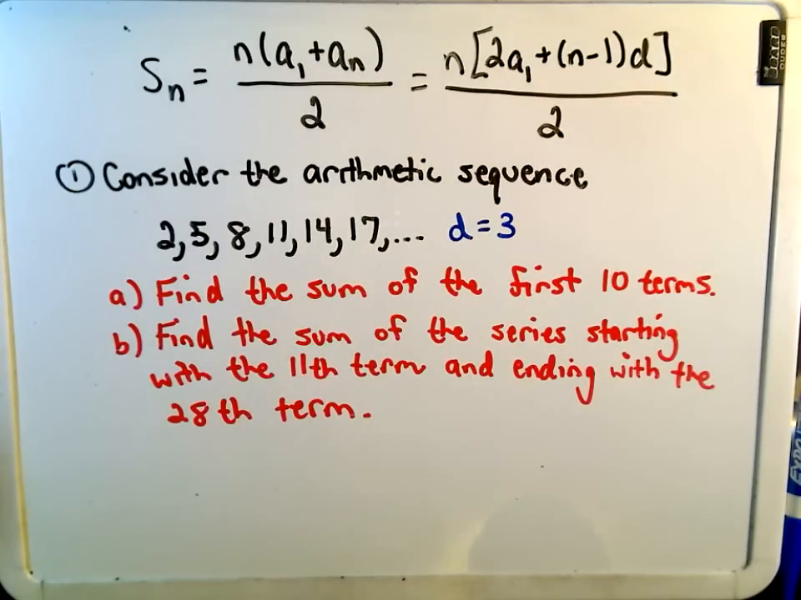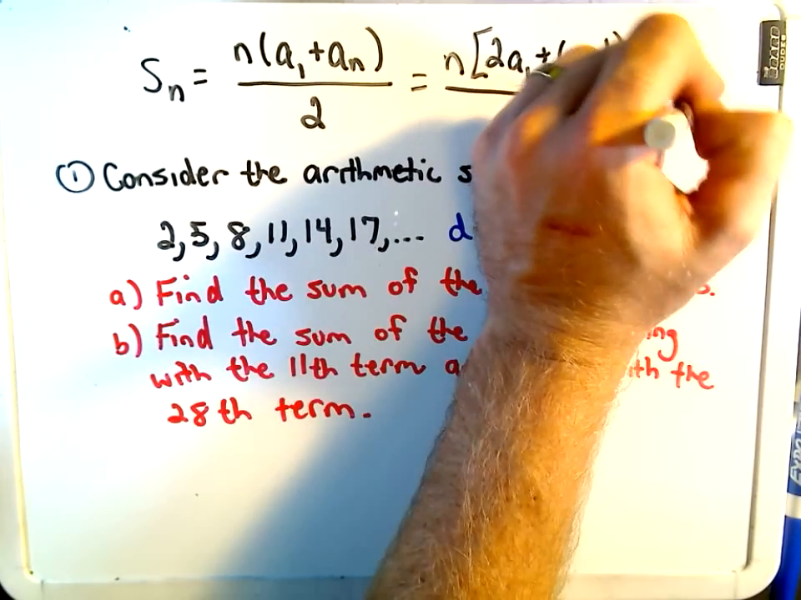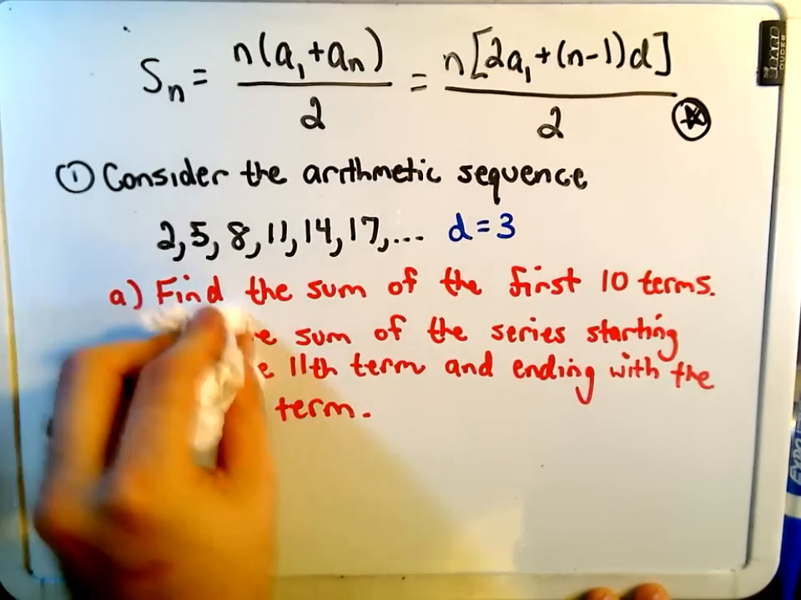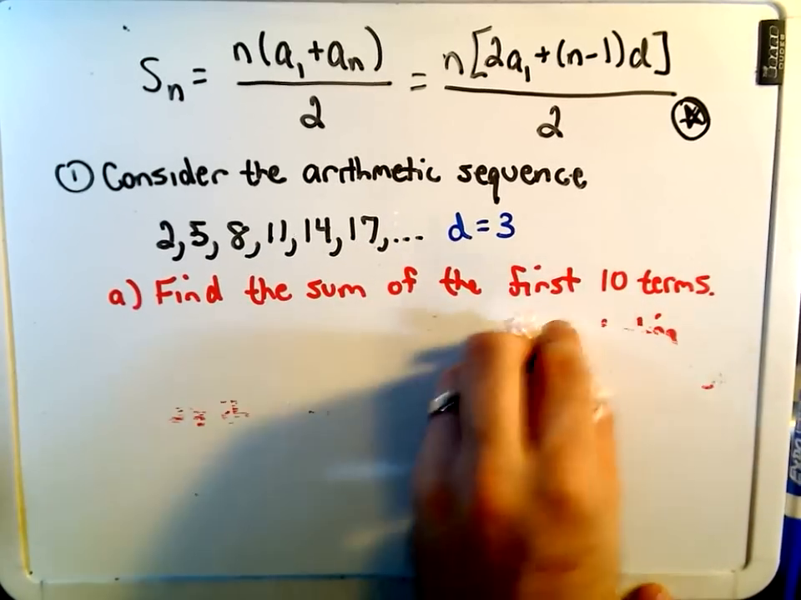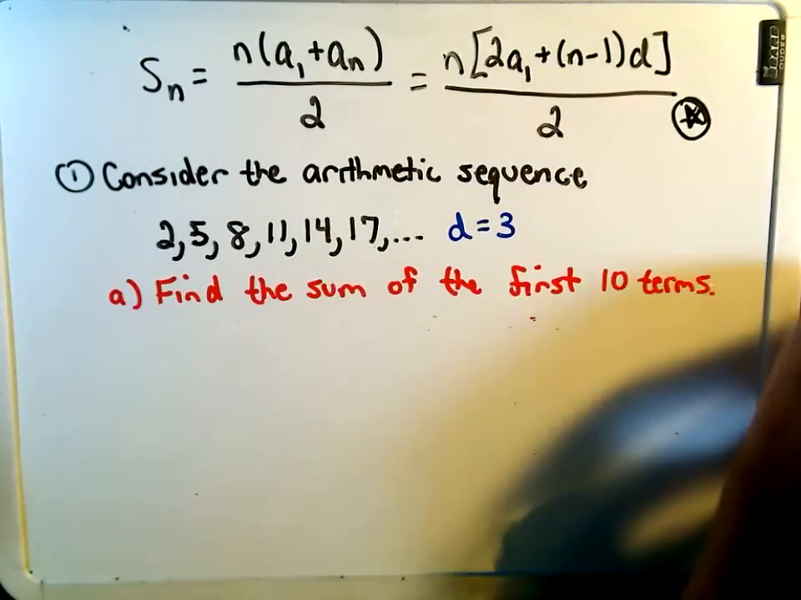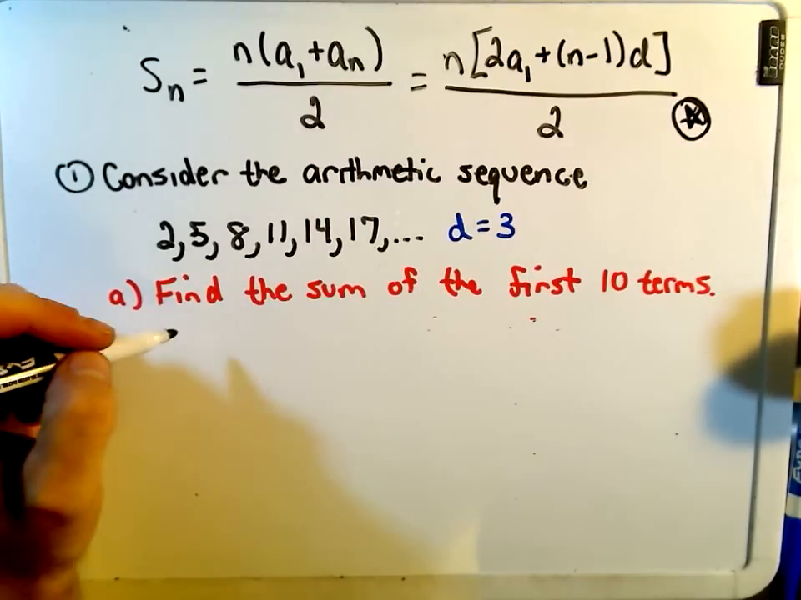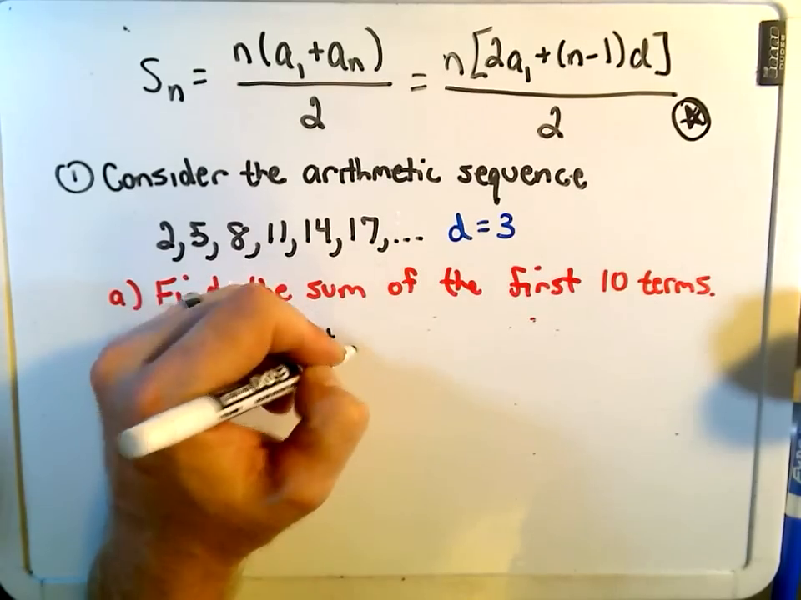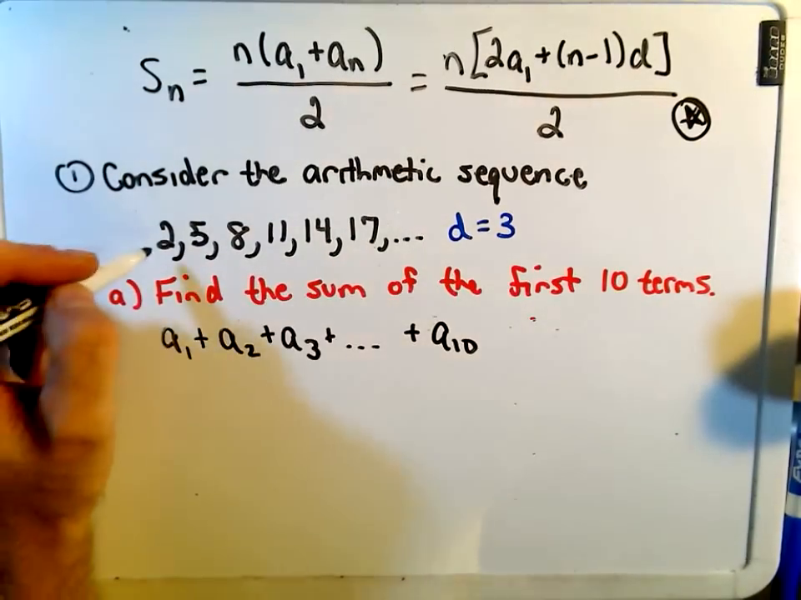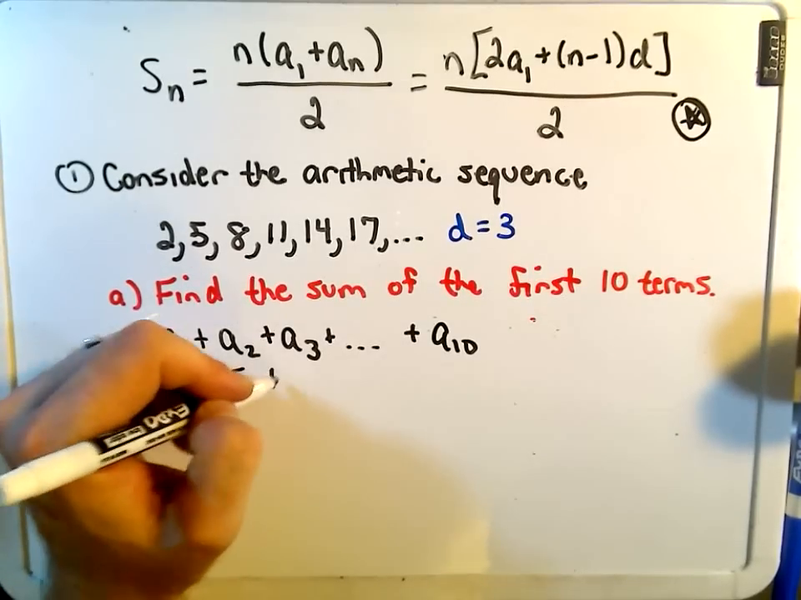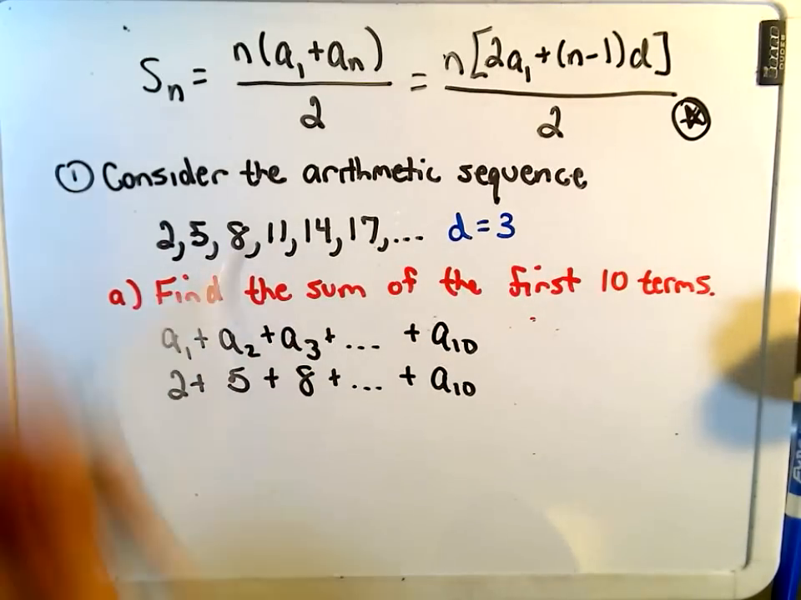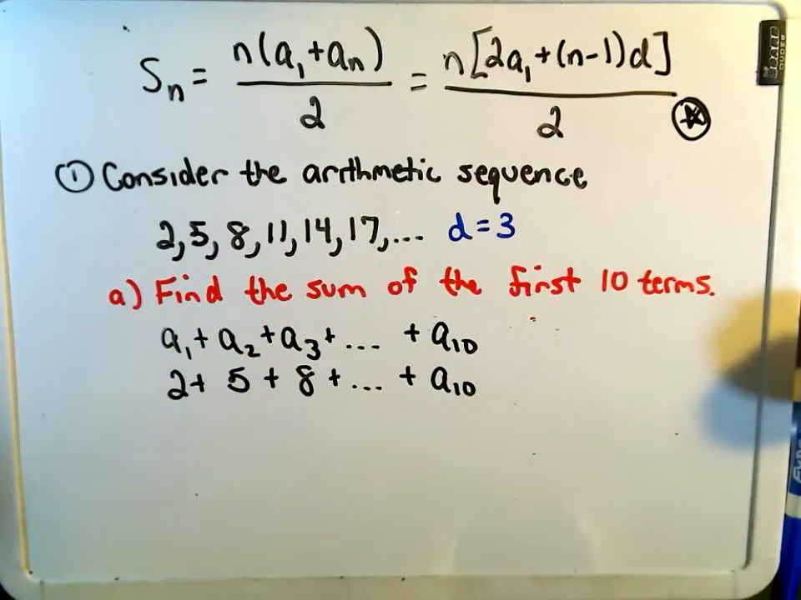Okay, so I can use either one of these formulas. I think I'm going to use the one on the right when I do part A. Actually, I want to point out a couple things here too, but we'll do that first. So we're adding A1 plus A2 plus A3 up to A10. We know what A1 is. It's 2, A2 is 5, A3 is 8. We've got a formula to calculate A sub 10 if we wanted to, and then we could just plug that in, or equivalently, I'm just going to use this formula.